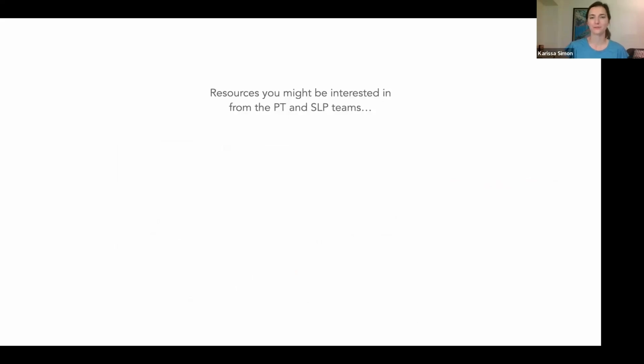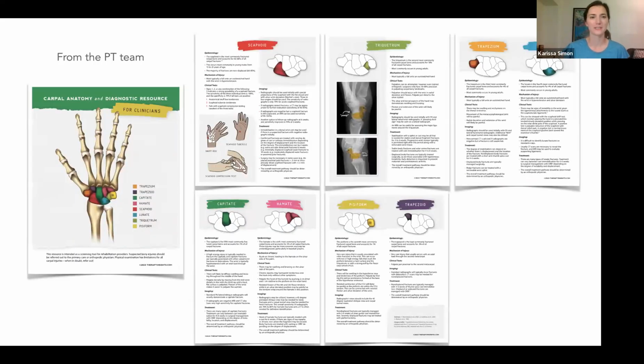And now we're going to review some resources you might be interested in from our PT and speech therapy teams. So from the PT team, we have this carpal anatomy and diagnostic resource for clinicians. For those listening, it is a 6-page document, pretty long one, that has all the different bones of the hand and kind of explains the anatomy and different things about it. So that's a great resource if you want to check it out.